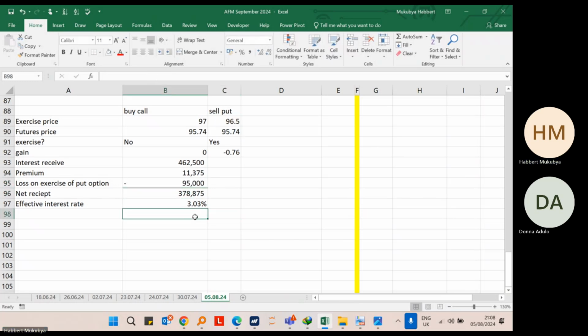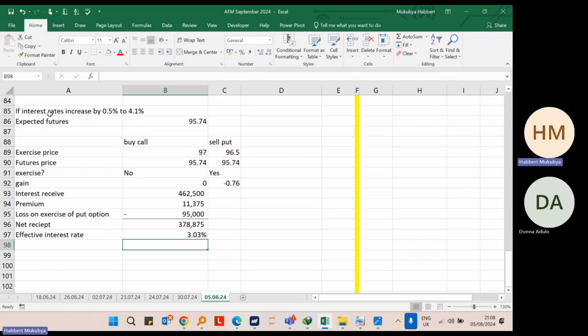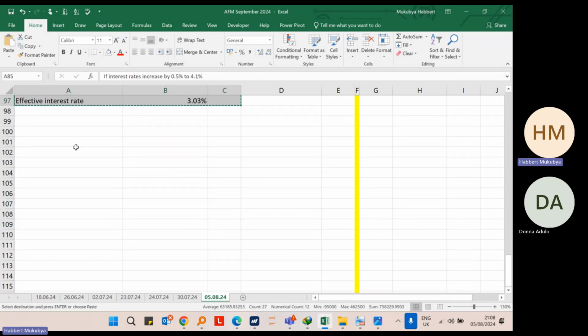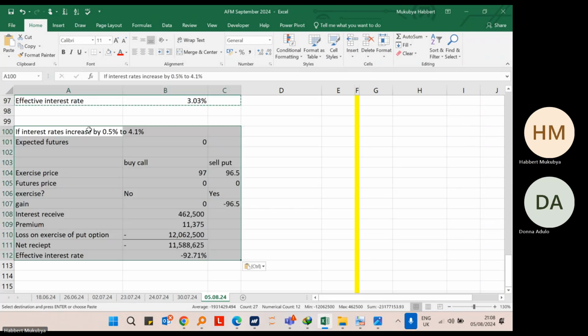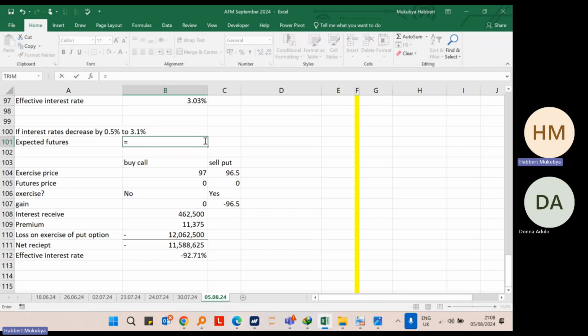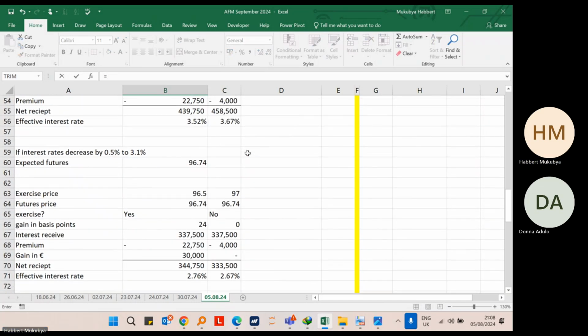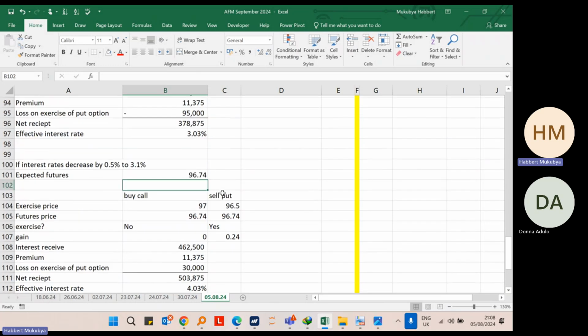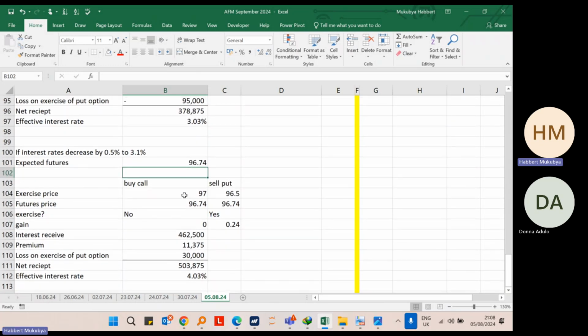Then we can also look at this same situation, but if the rates decrease. If the rates decrease, they become 3.1. So the future is 96.74.